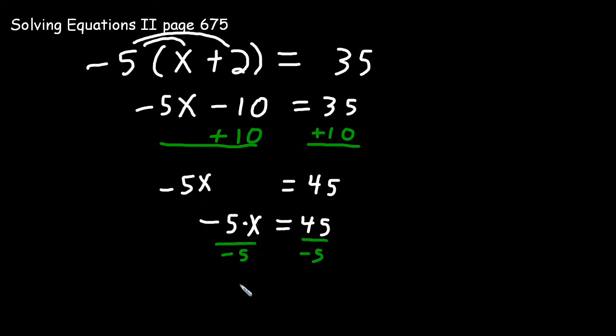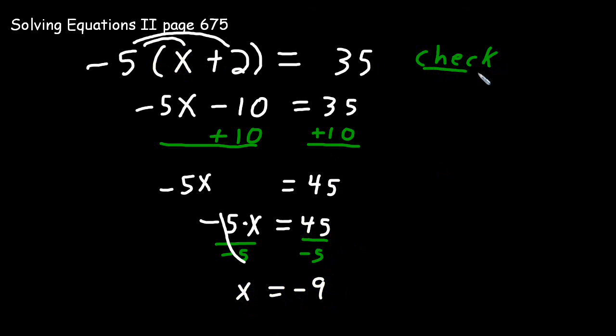And so here, you divide by negative 5. That will just leave you with x on the left side. On the right side, if we do this division, that is negative 9. And you can check your answer if you go back to the original equation and you replace the x with a negative 9. It should work out to a true statement.